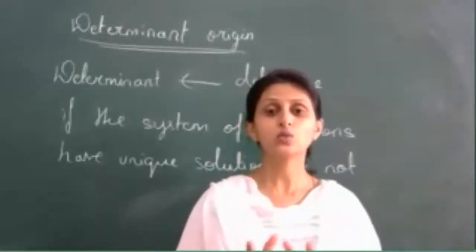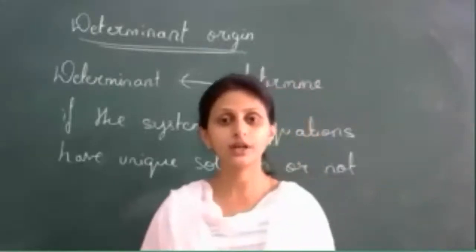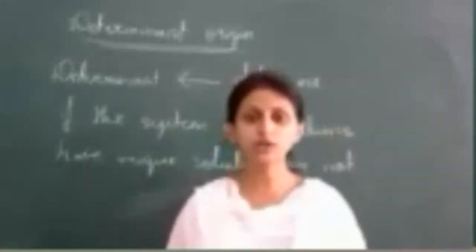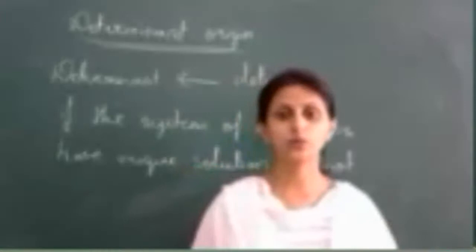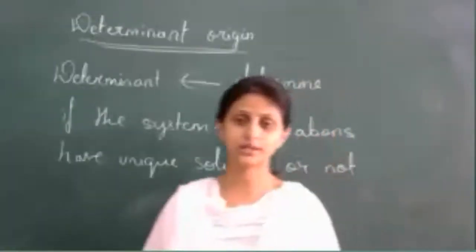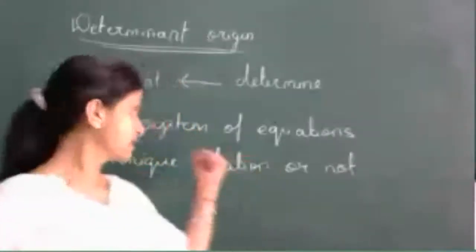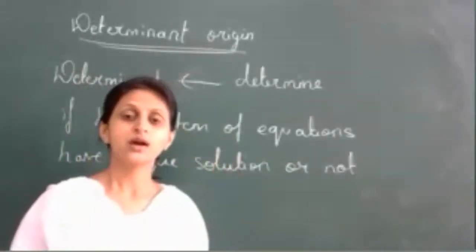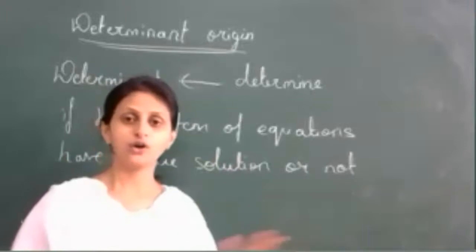So matrices were used to solve the system of linear equations, students. And here, this determinant helps us to find what type of solution that system of linear equations will have. I hope it is clear. What does this determine? Determinants determine if the system of equations will have a unique solution or not.